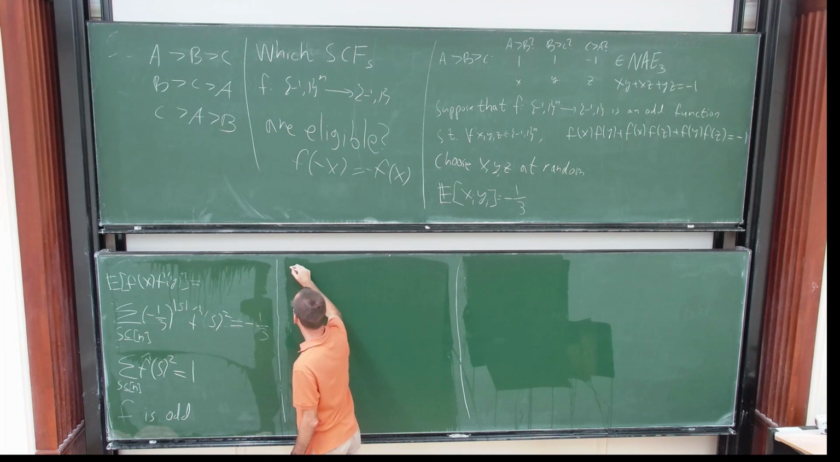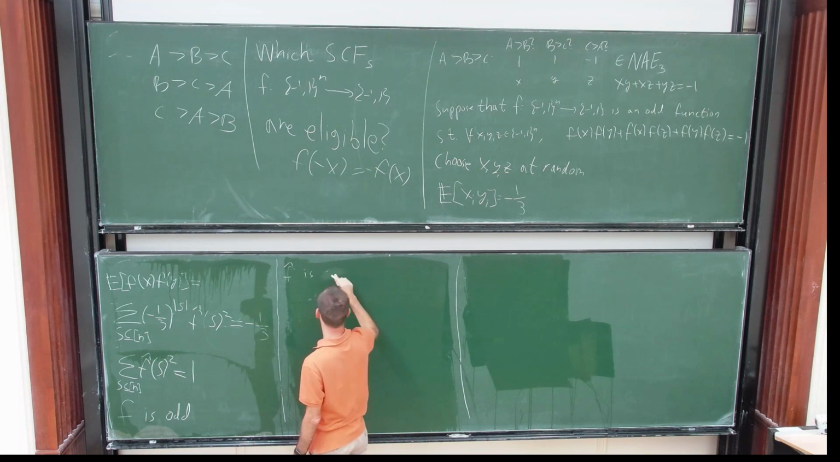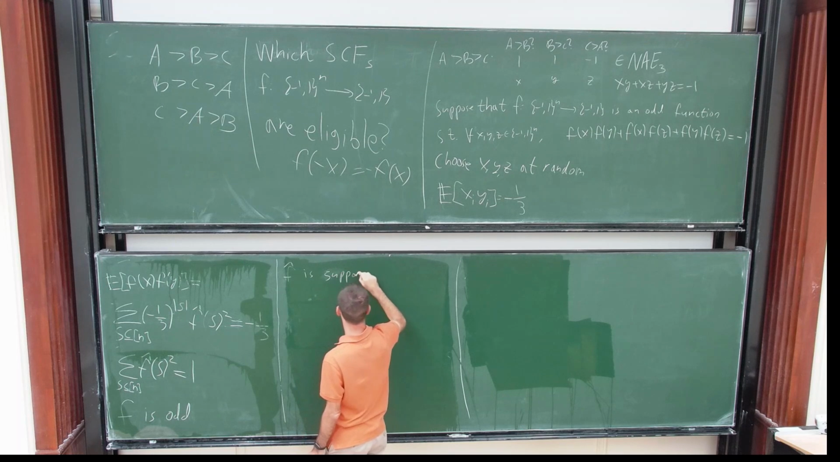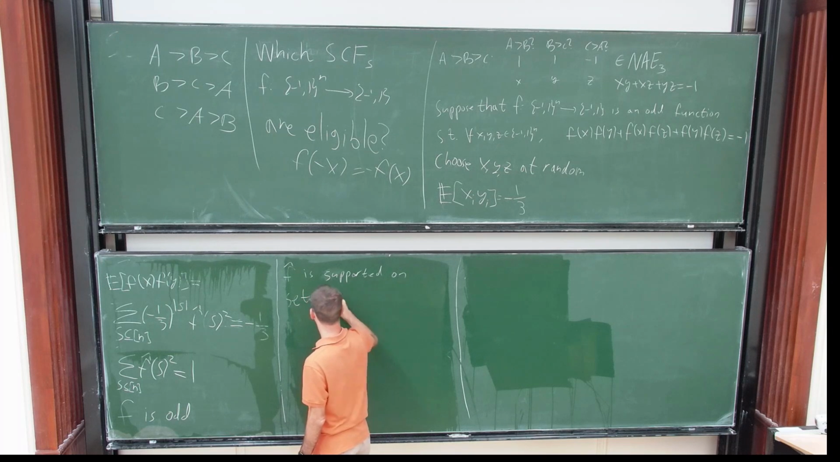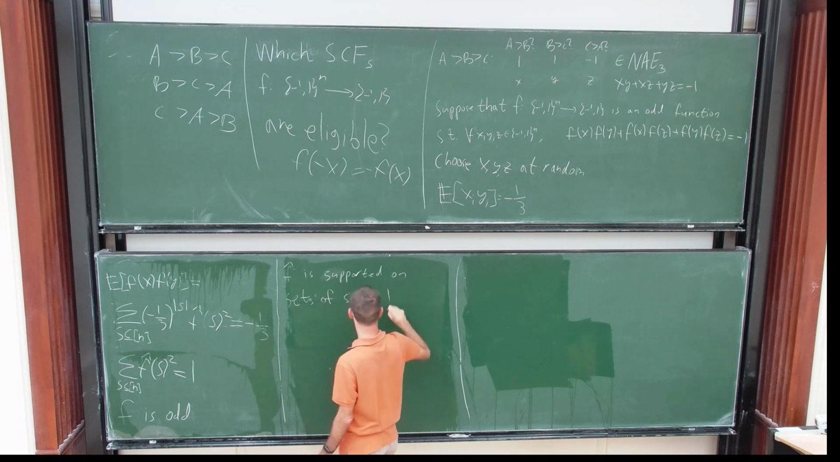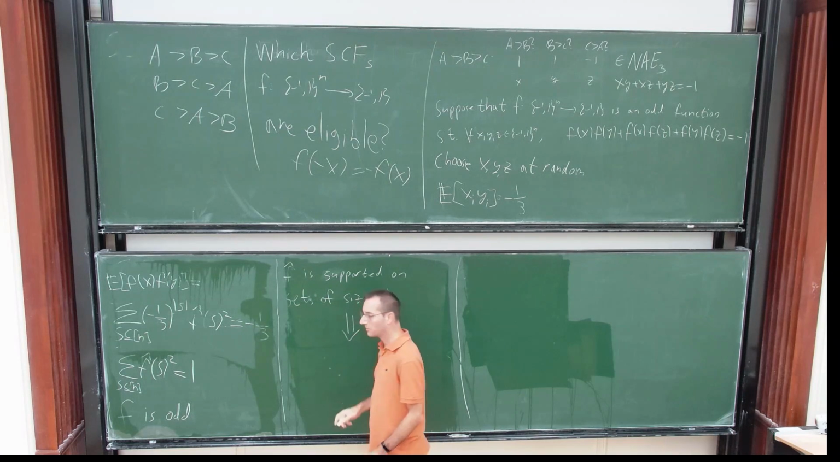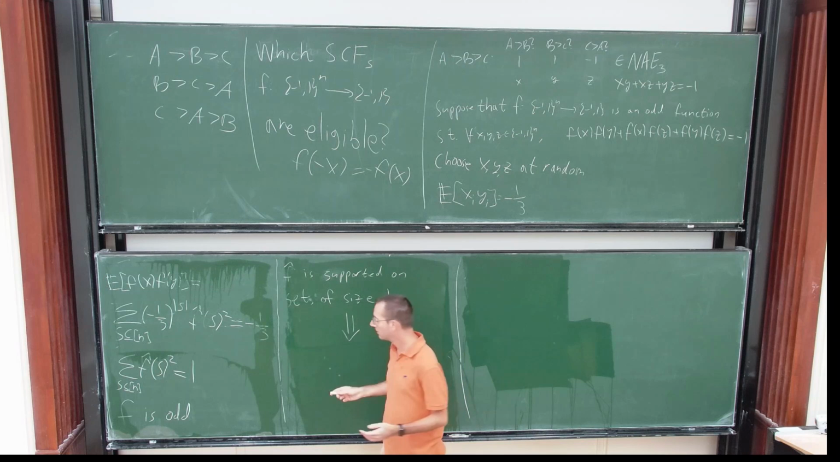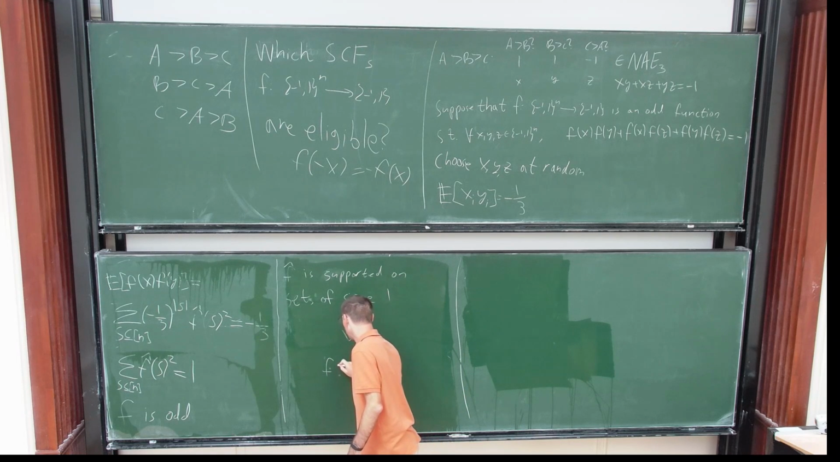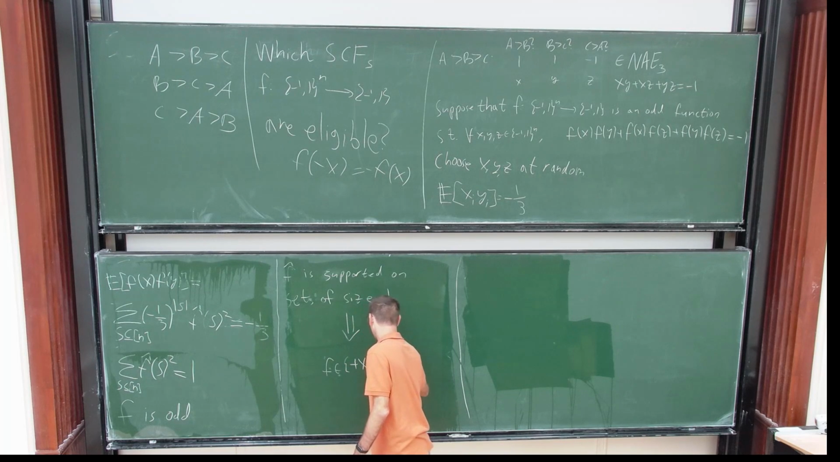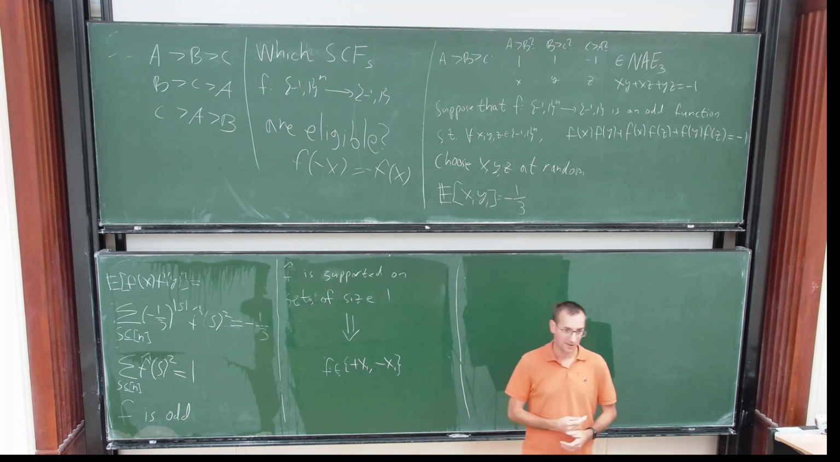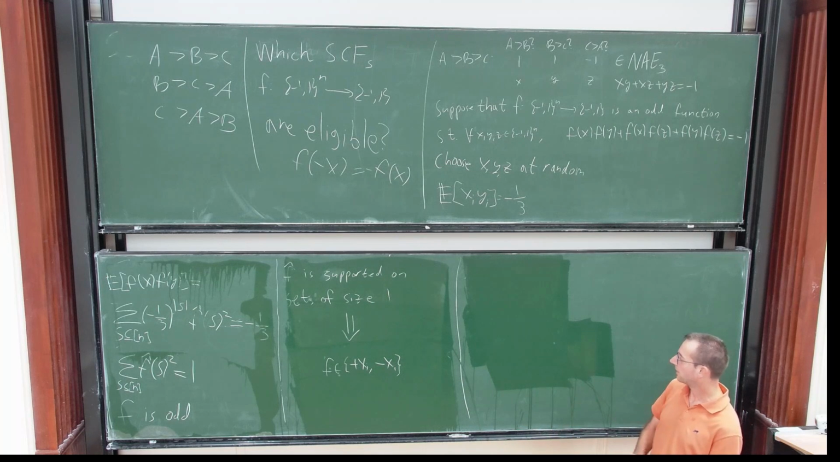So the Fourier transform of f is concentrated, it's supported on sets of size 1, and this implies, again, we'll see a proof, but it's a very easy fact, that f is one of the following functions: it's either plus x_i or minus x_i for some i. Okay, now let's pause for a second.